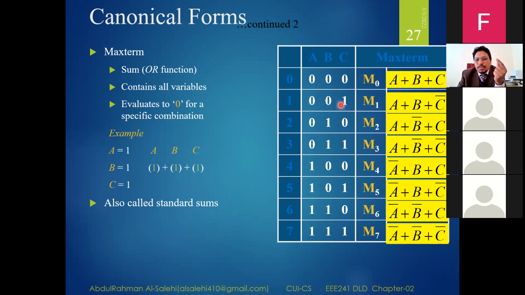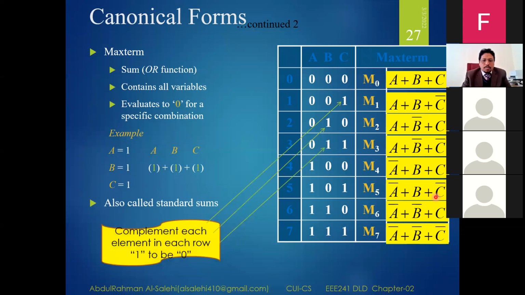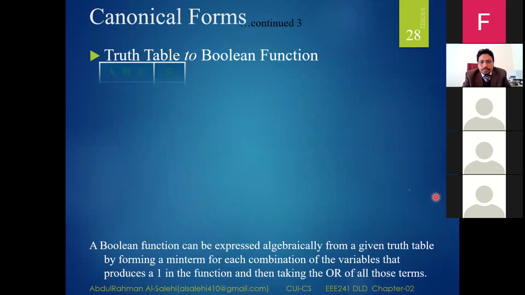Similarly, if I take, for example, this one here, this is 0 already there, this is 0 already there, while the C is 1, which I will take as C prime. If I come to M5, for example, this one I have to convert to 0. This is already 0, no need to take the prime for it. Now this one, I will also take the complement or the prime. So complement each element in each row that is 1 to be 0.